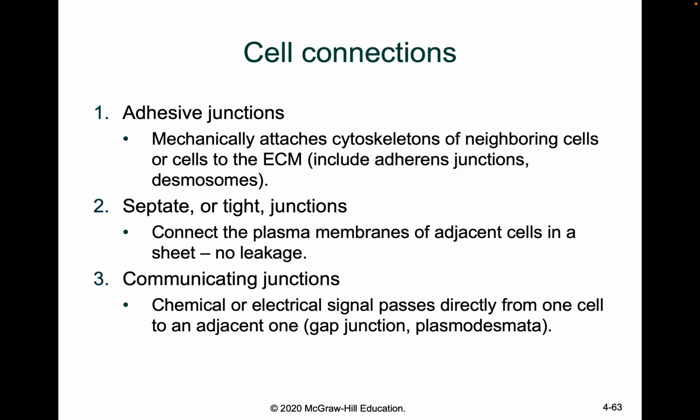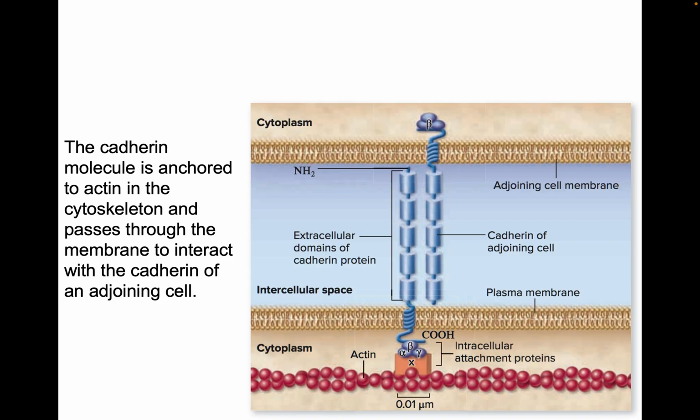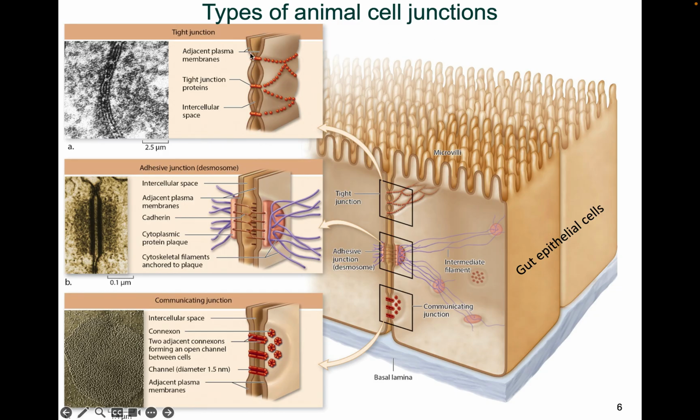Another one are the septate or tight junctions. So these guys, which are shown here, help cells connect with each other super tightly, just like its name said. And I'll give you an example to go into depth here. These tight junctions, you clearly see them in the digestive tract of animals.